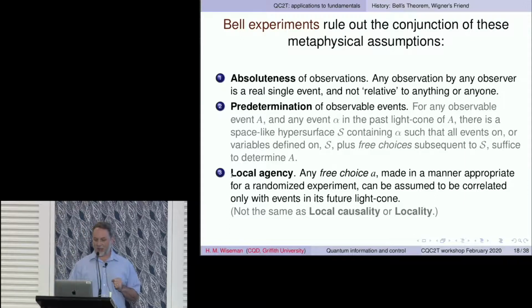We have to be a bit careful here, but I'm going to call it local agency: the idea that any free choice, by which we just mean something chosen in a manner appropriate for a randomized experiment, just what we do all the time in physics or any experiment, can be assumed to be correlated only with events in its future light cone. Okay, hopefully that makes sense to people. So we can't say anything about these assumptions individually, but together we can say these three things cannot all be true, because of Bell's theorem, and more particularly because we now have experiments which have been done completely rigorously and rule these out.